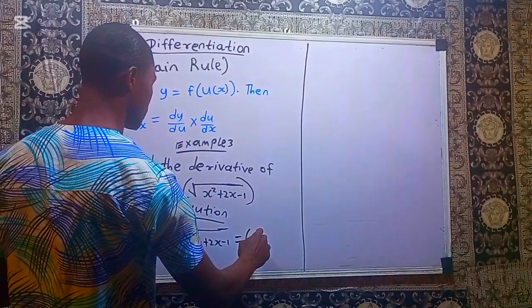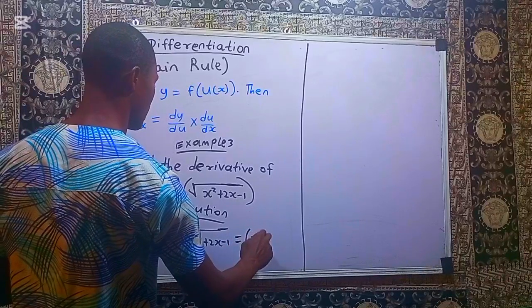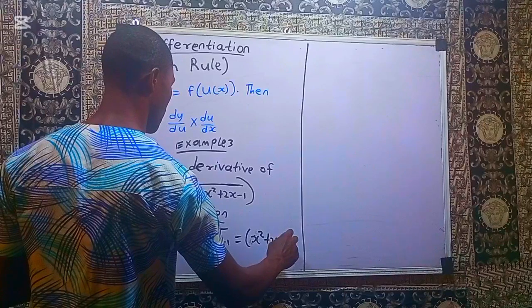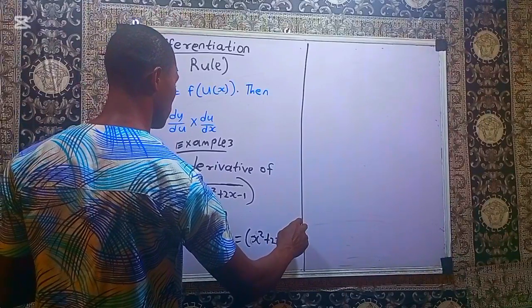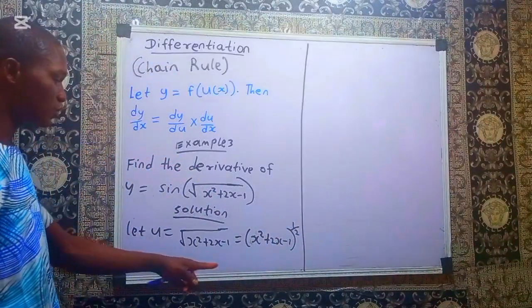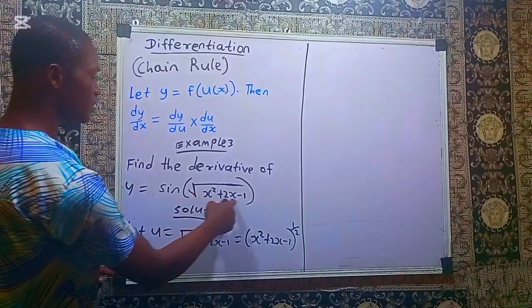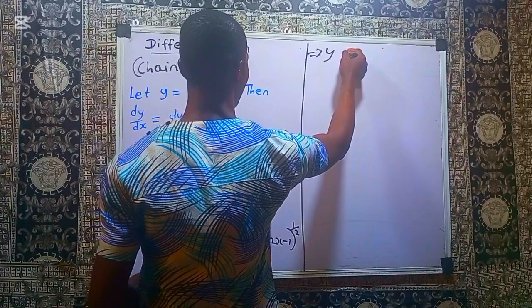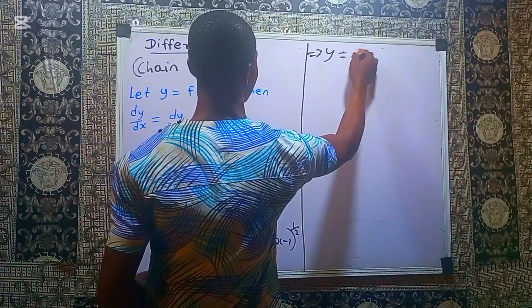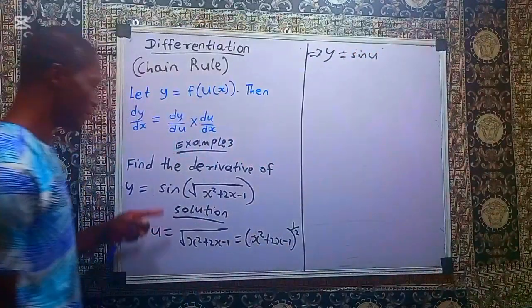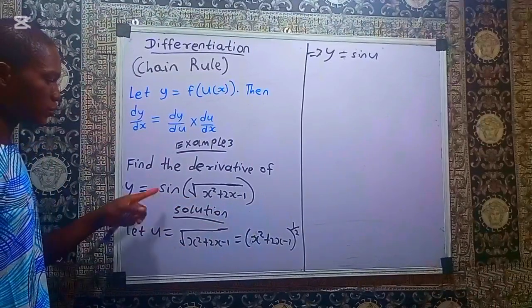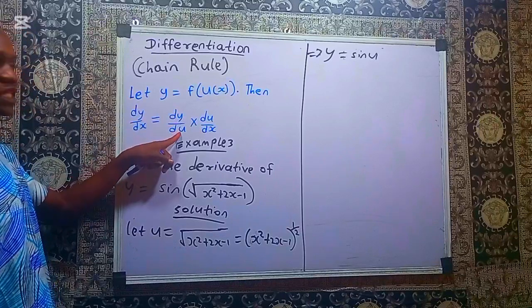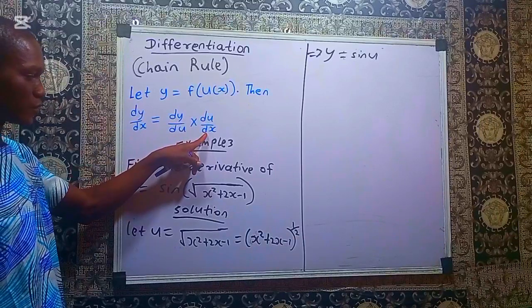So I can write this as x squared plus 2x minus 1, then raised to power index half. So this is my u. Since the whole of this is u, this implies that y will be equal to sine of u, because I have called this whole quantity u. So because of that, y will be sine u. Then I can use this formula. I can now differentiate y with respect to u, then differentiate u with respect to x.